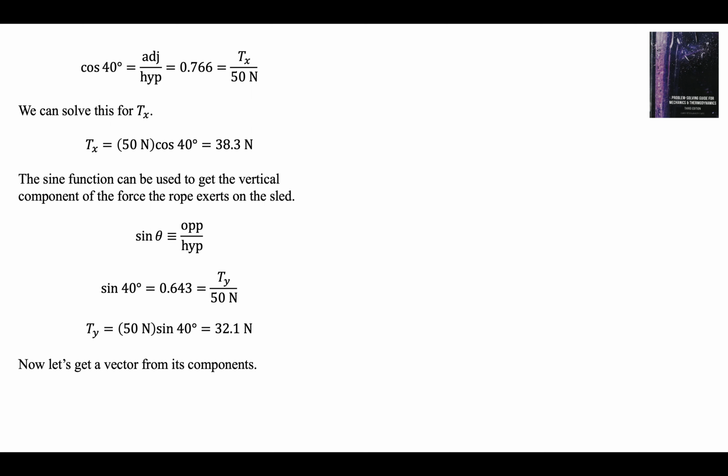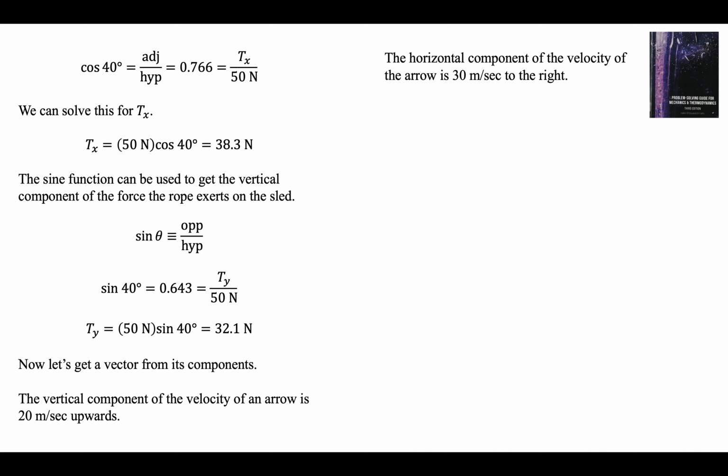Now let's get a vector from its components. You're going to be doing a lot of this in Module 2 when we do projectile motion. You're going to have the horizontal and vertical component of the velocity, and you have to get the speed. The vertical component is 20 meters per second upward. The horizontal component is 30 meters per second to the right. Let's draw a diagram. This is 20 straight up and 30 across.